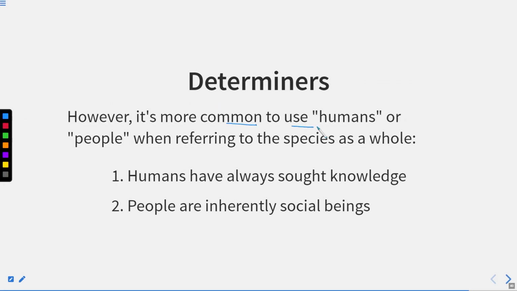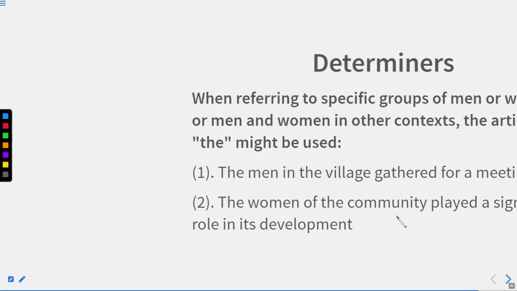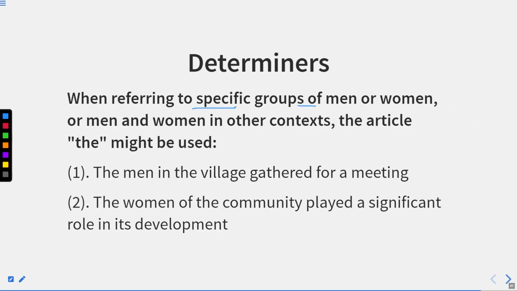However, it is more common to use humans or people when referring to species as a whole. For example, humans have always sought knowledge. People are inherently social beings. When referring to specific groups of men and women in other contexts, the article the might be used. For example, the men in the village gathered for a meeting. It means I'm talking about all the men in the village. The women of the community played a significant role in its development. Now, I'm talking about every woman in the community.